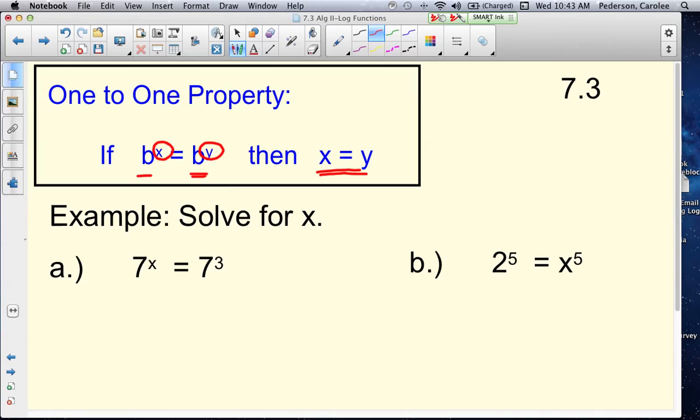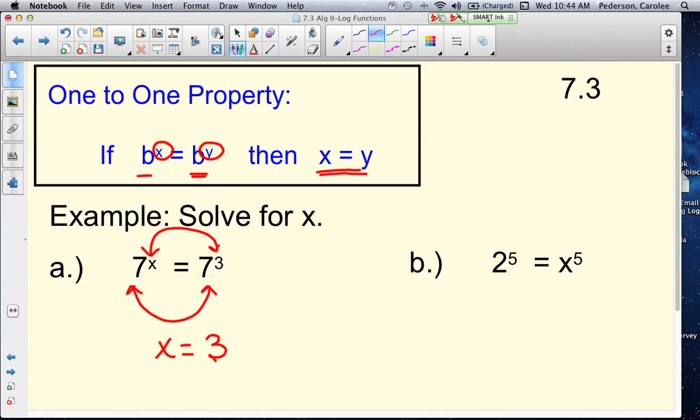So I just have a couple quick examples here. We want to solve these two equations for x. So notice the one-to-one property. These two have the same base, so then these two will have the same power. So the value of x then is 3.